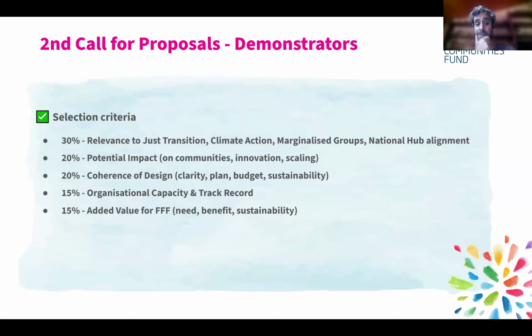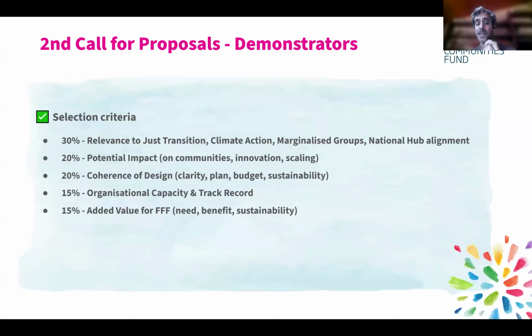You have a 30% relevance for the relevance of the application, relevance to just transition, climate action, marginalized groups, and also the national hubs alignment, because each hub, and they will explain about that in the breakouts, has its own, let's say, context and its own flavor, and also the alignment connected to the hub will be taken into account.